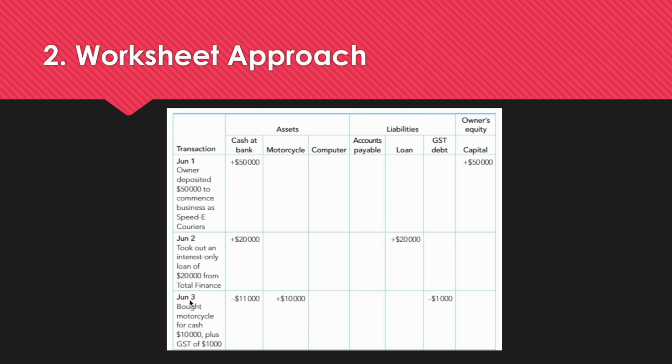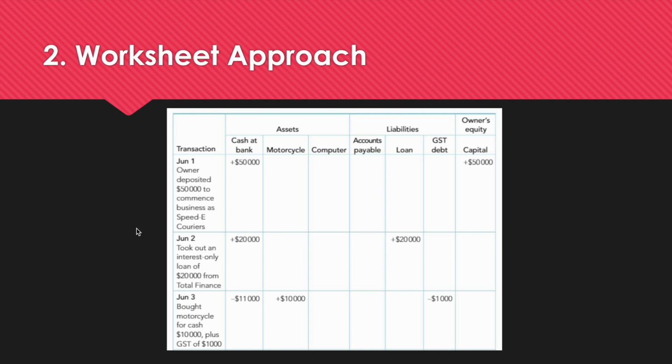So remember, for June 3rd, they bought a motorcycle for cash, which means it decreases the bank because you're using your own money. And remember, you have to add the GST as well. So when our bank goes down by 11K, our motorcycle goes up by 10K because we have the asset right now. When we buy an asset, we have the asset. So think about it like when we have a 10K motorcycle, we have 10K on our hands. So that's how you think about it.